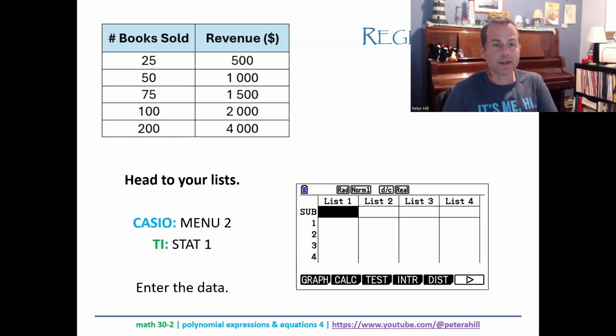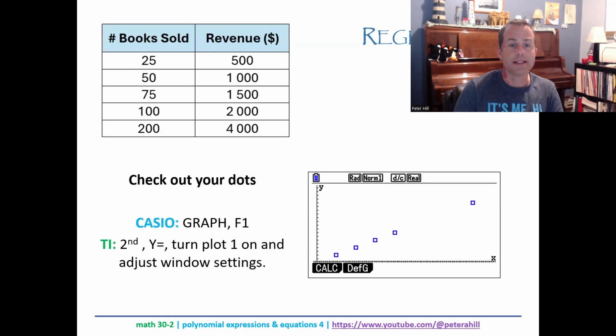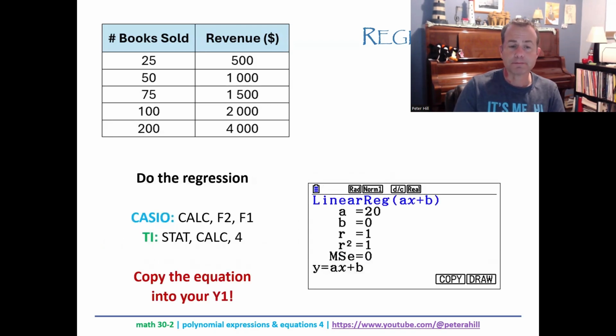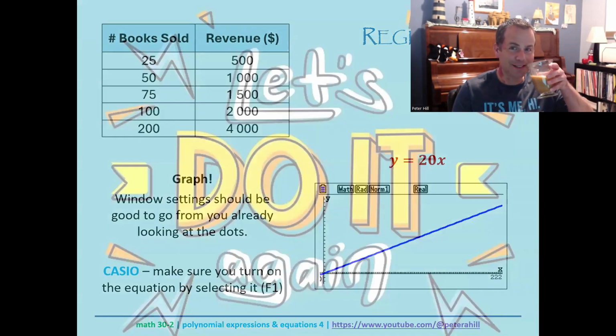And this is where we had left off in the PowerPoint. So we headed to our lists and we entered the data. And then this is us entering the data, okay? And then we went and checked out our dots. And again, I've given you just little hints in the PowerPoint to remind you whether you're a Casio or a TI, how you're gonna do that step. Okay, then we did the regression and we made sure we copied it into Y1, okay? And then we looked at the picture and we got y equals 20x as our equation, okay? Yay, that was fun. Let's do it again.